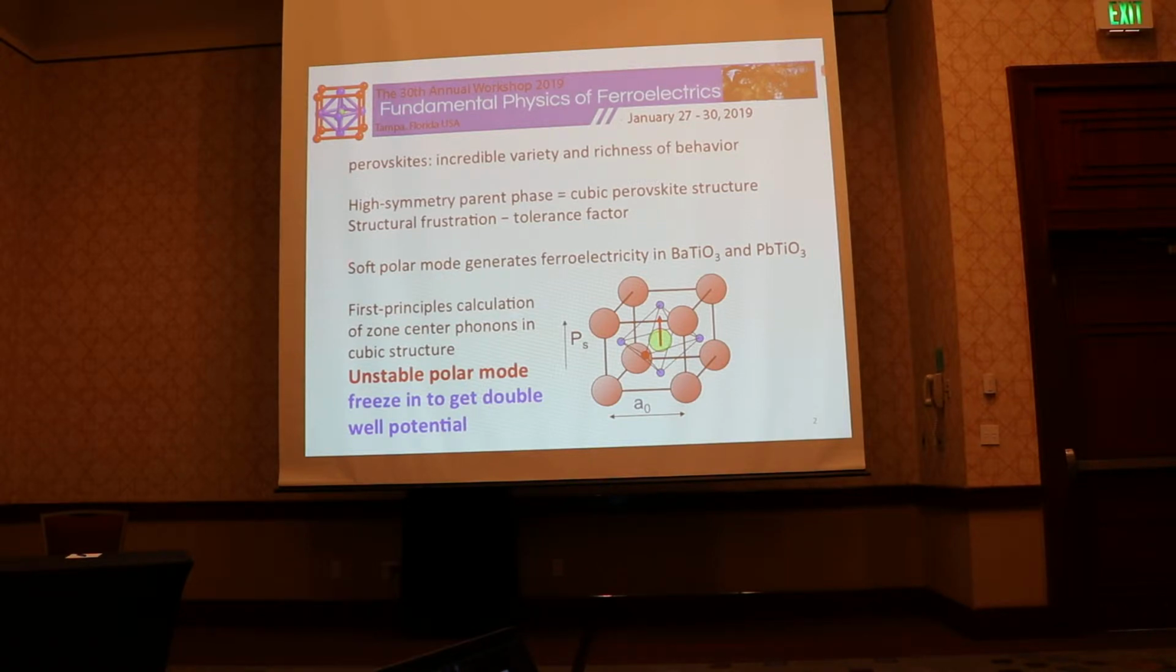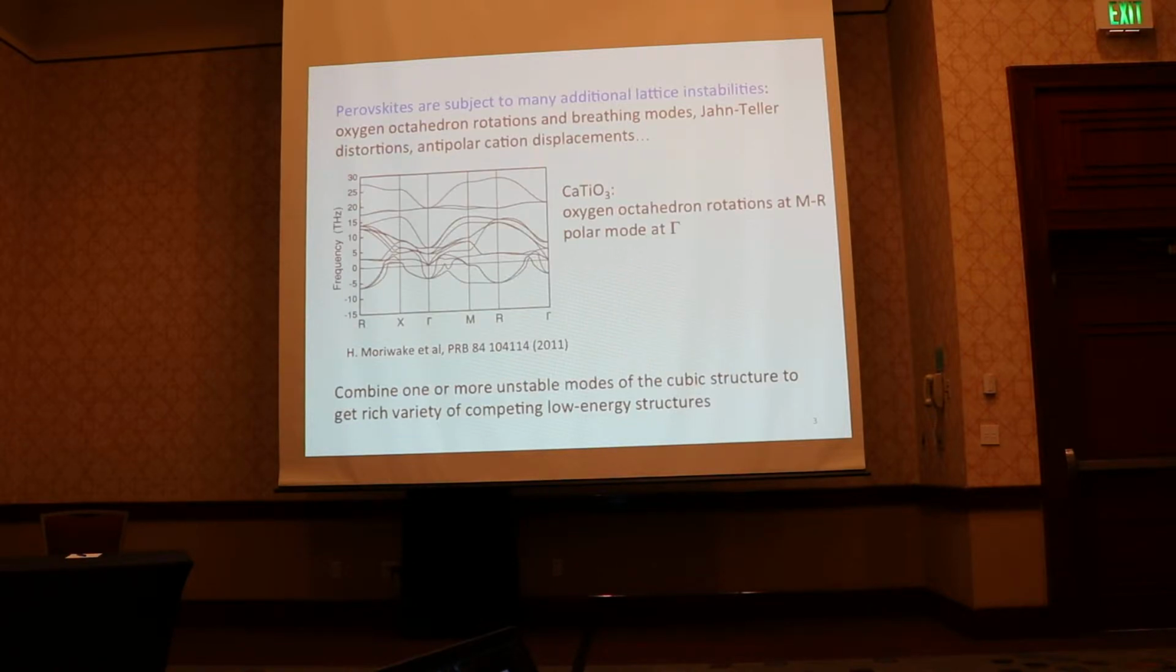In these early days, we were doing first principles calculations, and understood that by calculating the zone center phonons in the cubic structure, we could identify this unstable polar mode, which we would then freeze in to get the double well potential for the ferroelectric. Now, that's not the only instability. Many perovskites have many other kinds of lattice instabilities, which are listed here. One really beautiful way of getting a handle on those instabilities is to map the full phonon dispersion relation of the parent structure from first principles.